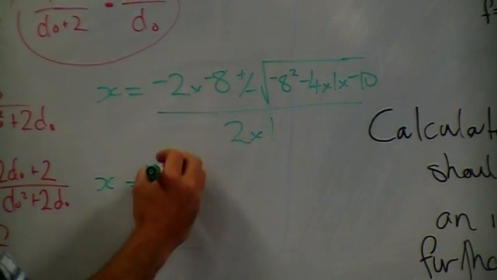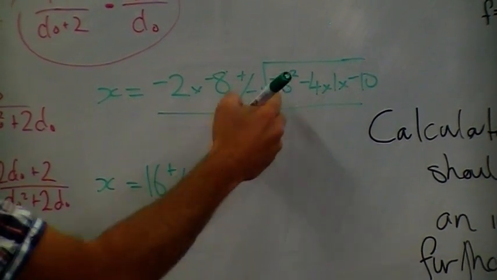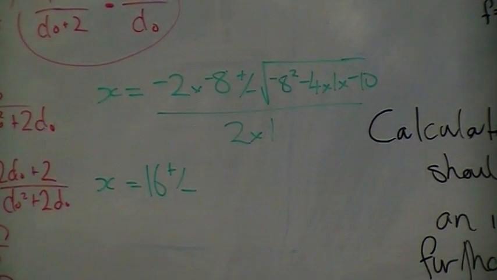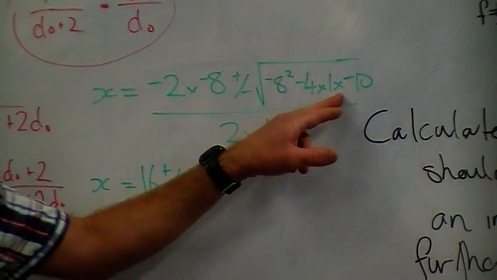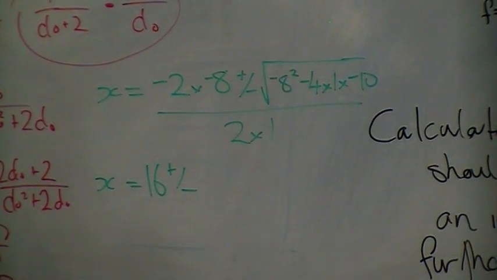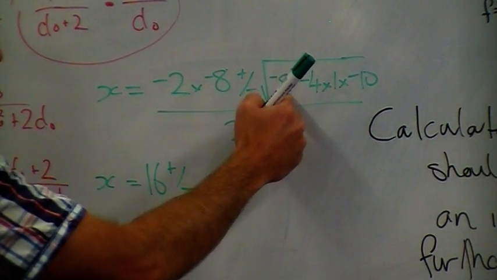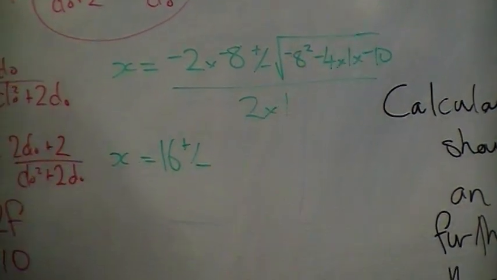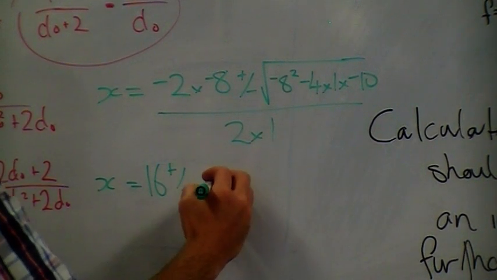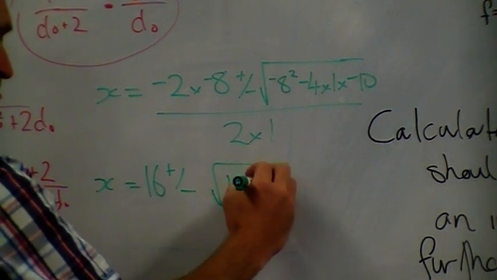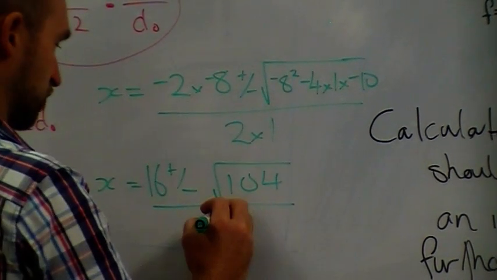16 plus or minus negative 8 squared. 64. What about 4 times 1 times 10? That's negative 4, isn't it? Okay, negative 4 times 1 times negative 10 then. 40. 64 plus 40? 104. So we got 16 plus or minus the square root of 104 over 2.